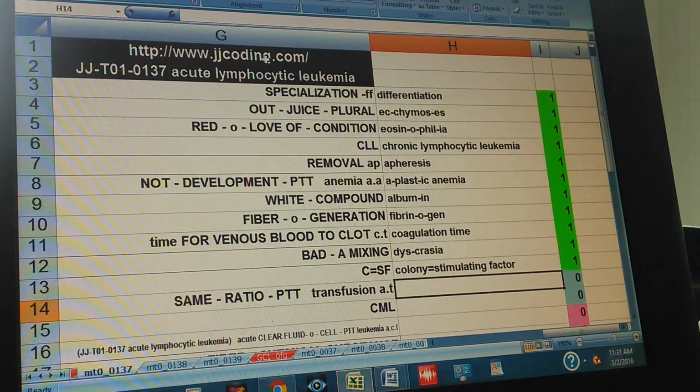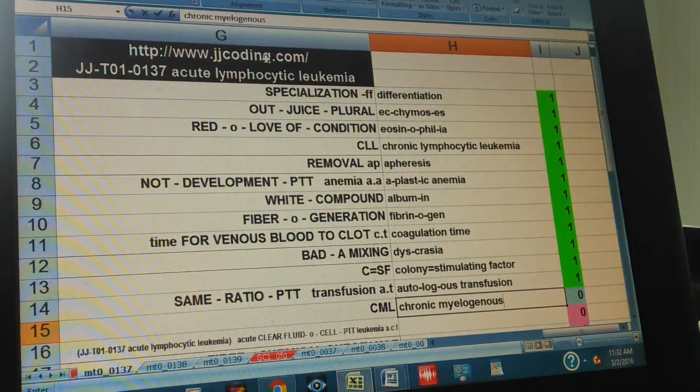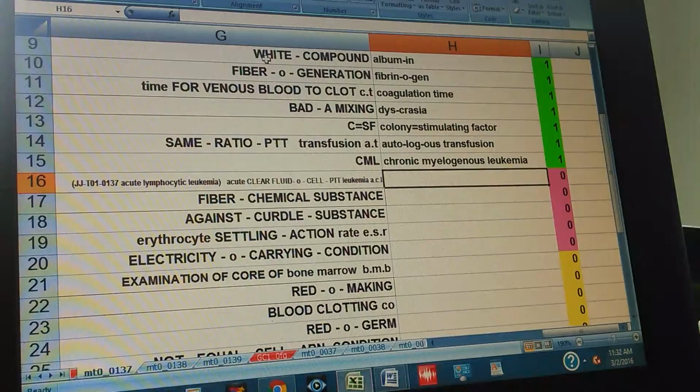Okay. Same, ratio, pertaining to, and transfusion in lowercase. Autologous transfusion. Okay. Now it's another acronym. CML. Chronic myelogenous leukemia. Okay. Now we go to acute in lowercase, clear fluid, O, cell, pertaining to, and then leukemia in lowercase.